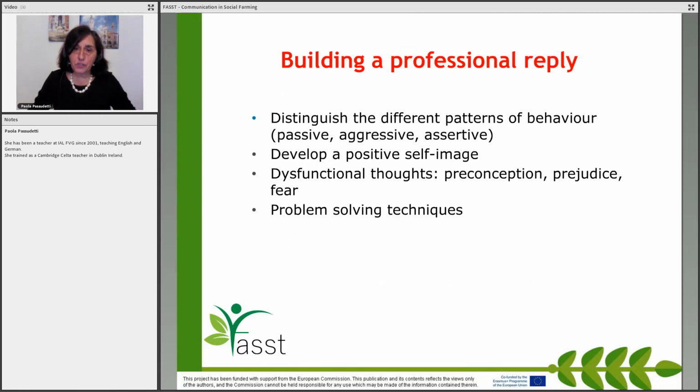How to build a professional response. We should be able to distinguish between the different patterns of behavior. Remember, we mentioned the passive, the first one, the aggressive, the second one, and the assertive. So being able to distinguish the patterns is very important. We should develop a positive self-image, and we should think about our dysfunctional thoughts like preconception, prejudice, and fear. Very important, adopt problem-solving techniques.